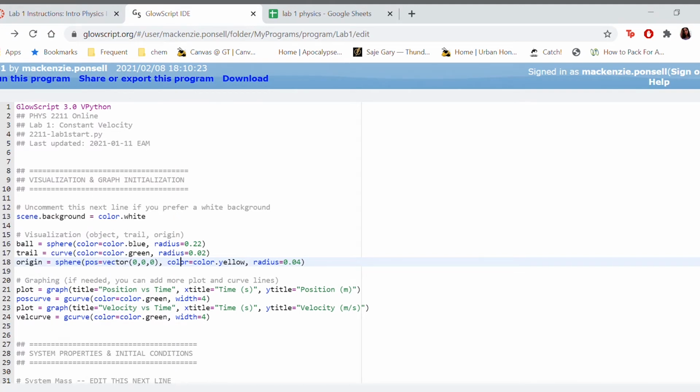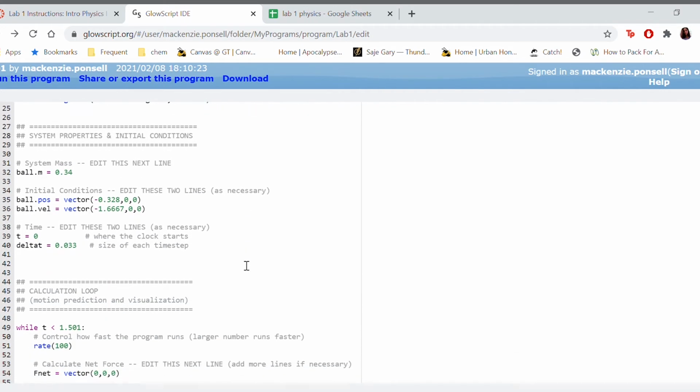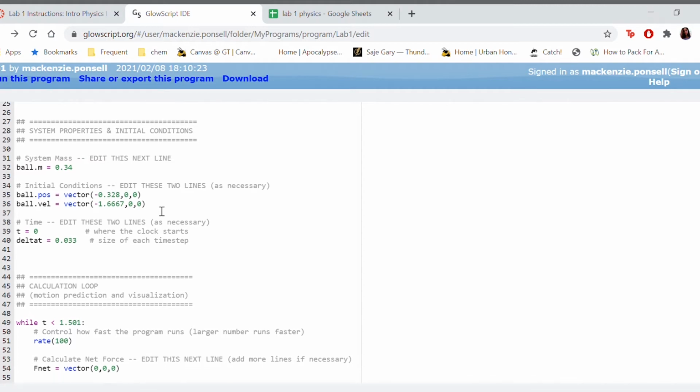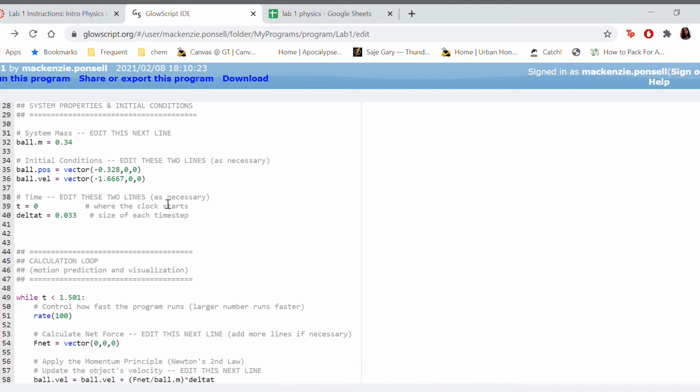We start with defining some initial conditions and properties. Our ball's mass is 0.34 kilograms. The initial position is a vector with negative 0.328 in the x component. And then our initial velocity is that number that we found in the calculation slide. It's negative 1.6667 in the x component. Our time starts at 0, and our delta t is 0.033.